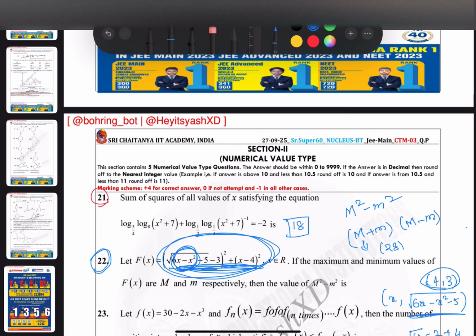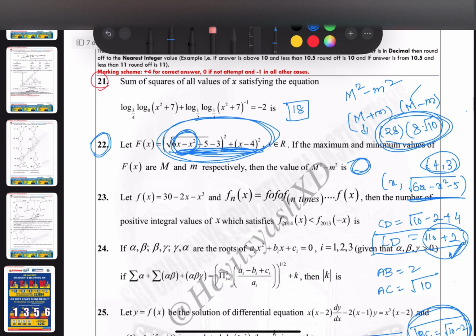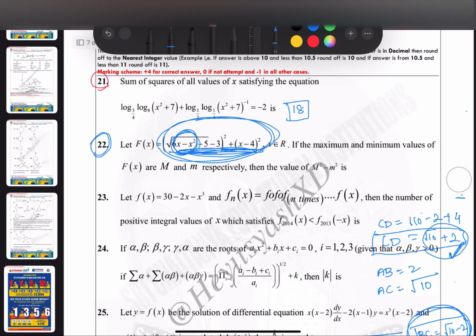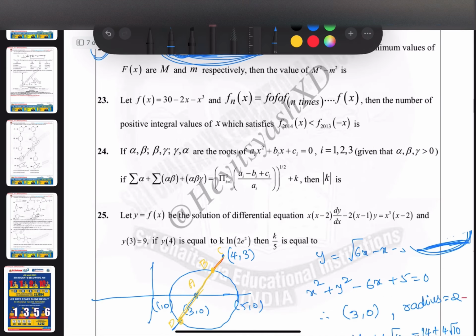So this is 28. Next, this is 14 plus 4 root 10 minus 14 minus 4 root 10. Then you will get 8 root 10. So whatever value you get, you have to put here. All right. I am not sure whether I have done the correct simplification. Maybe some calculations must have been wrong, but I just wanted to show you the method.